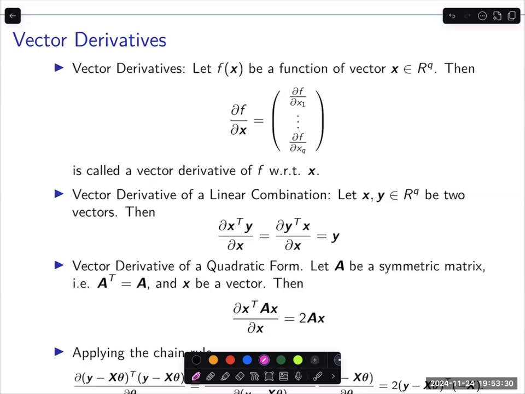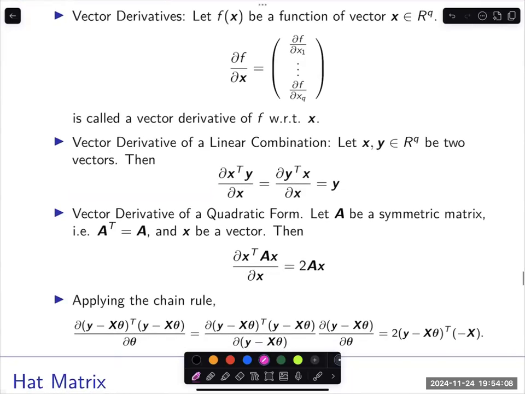And the vector derivative of the linear combination x transpose y or y transpose x can be written as the following: the partial derivative of x transpose y with respect to x. With some easy justification, you're going to find that this partial derivative will give you the vector y, if both x and y live in the space of q-dimensional vectors.